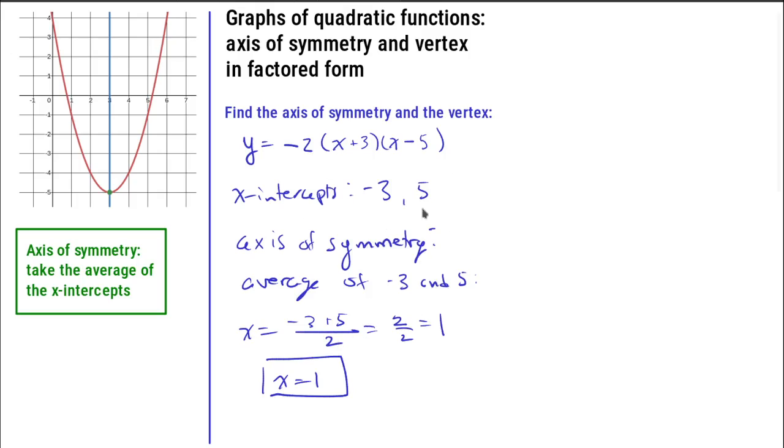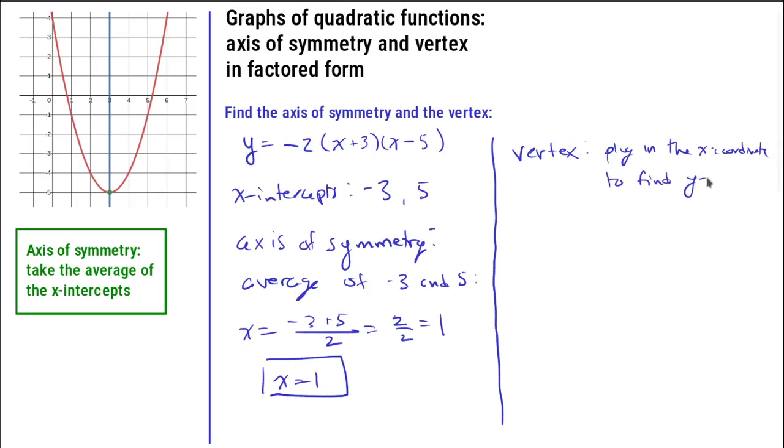So you can always, if you have both x-intercepts, find the midpoint or the average, and that'll give you the axis of symmetry. And then to find the vertex, just like we do when we're looking for the vertex in standard form, we plug in the x-coordinate to find the y-coordinate. So we know that x equals 1 is the x-coordinate of the vertex because the vertex is on the axis of symmetry. Sorry, I said x equals 2 earlier, that should be x equals 1.